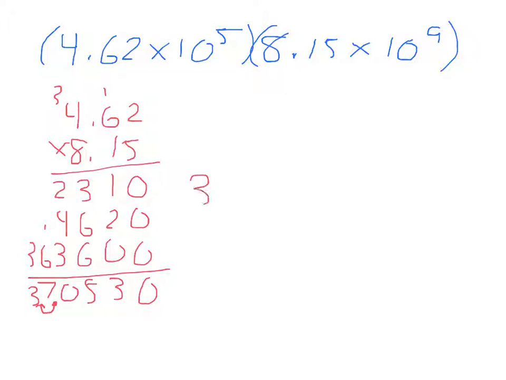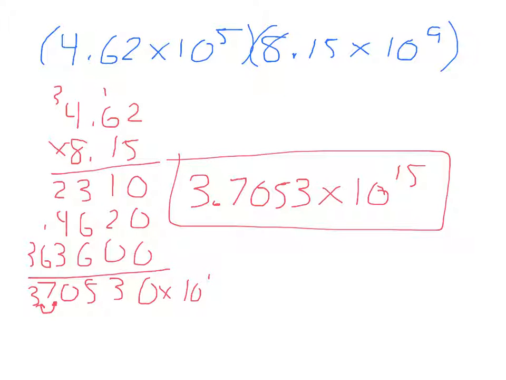So I get 3.7. I think I made a mistake there. 3.7053 times 10 to the first. So it's 10 to the first, 10 to the fifth, 10 to the ninth, which will give me 10 to the 15th. No, I didn't make a mistake.